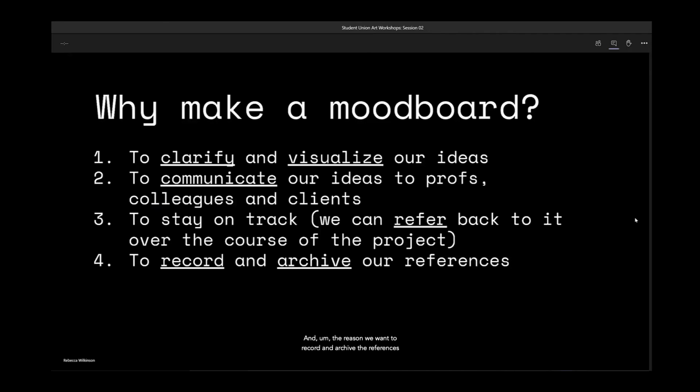And the reason we want to record and archive the references is because we might want to share a case study later on. I know at OCAD, especially in the design program, most profs will ask you to submit a process book at the end of a project or a semester, and you'll be graded on that. And they want to see your references. And the reason they want to see the references is they want to understand your way of thinking and your process. And they also want to make sure that you're smart with how you reference work and that you're not plagiarizing the work of others.